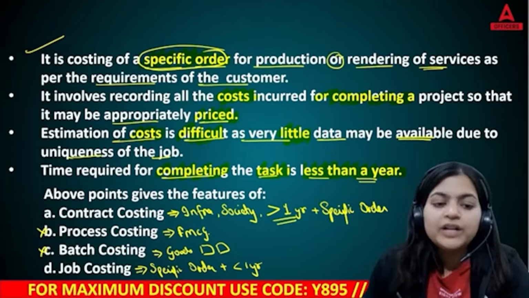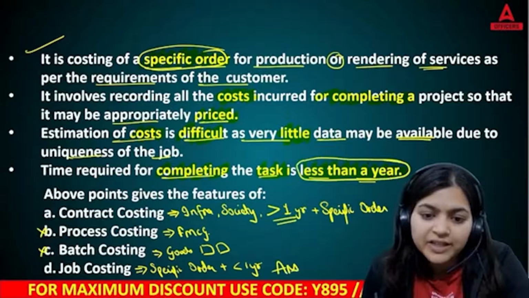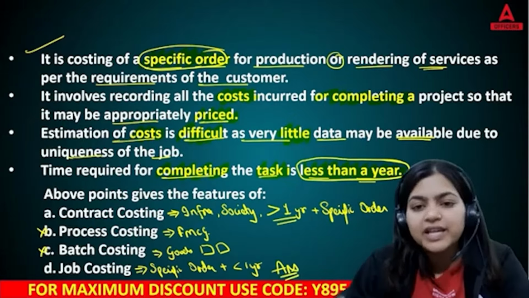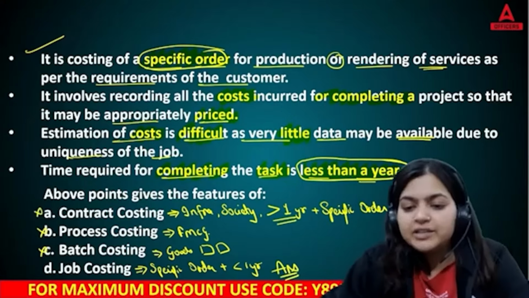A or D. As you can see, here the time requirement is less than 1 year. So the right answer is D. Otherwise, in contract costing, you need to give more than a year time period. So this is about one more question.